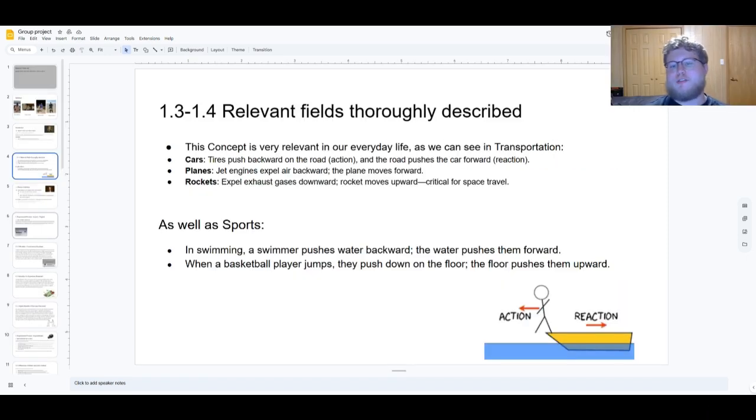Hey, I'm Corey Moore, and today I'm going to be going over the third minor objective. For every major objective for physics lecture, our topic is about Newton's third law of motion, so let's get right into it.